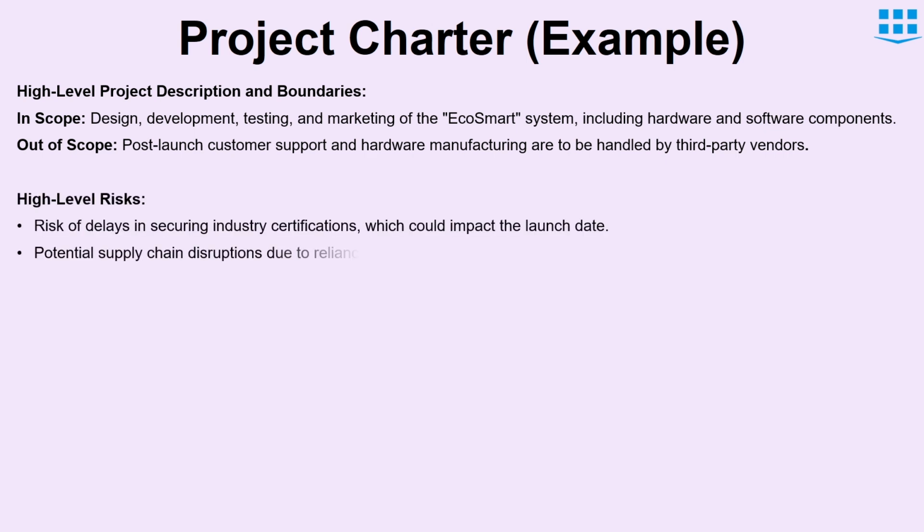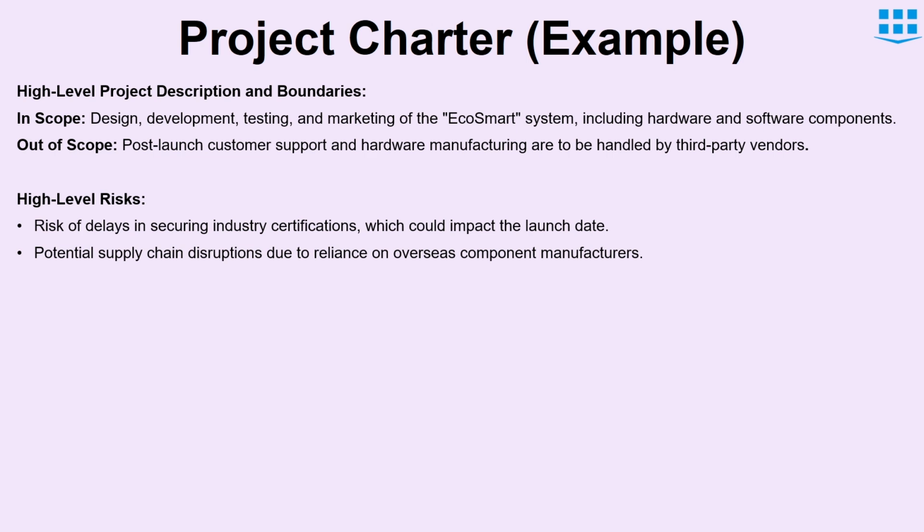Next, we can write high-level risk of the project. Here we have written two high-level risks. The first one is risk of delays in securing industry certifications. Obviously, when we don't have industry certification, we cannot launch the product. Second risk is potential delays due to supply chain disruption, as some of the components are procured from overseas.